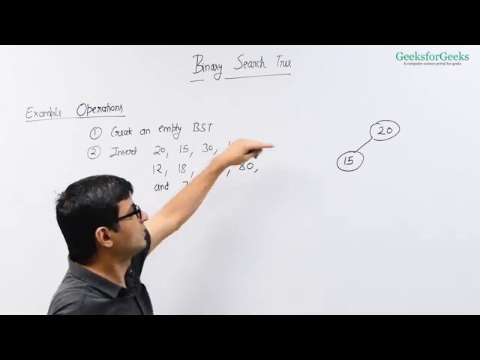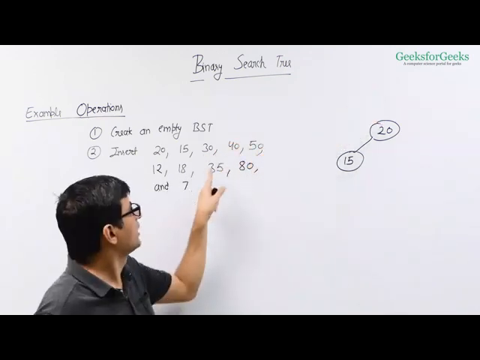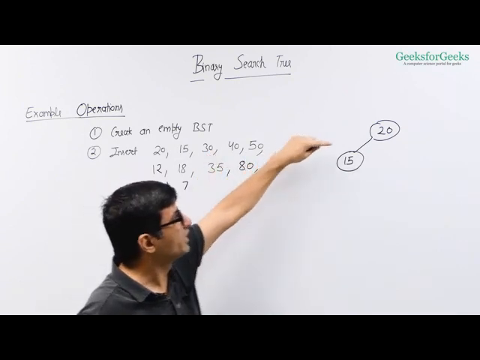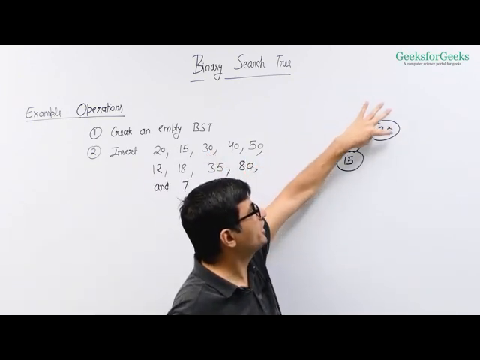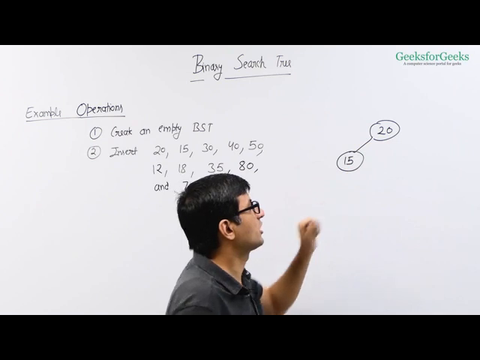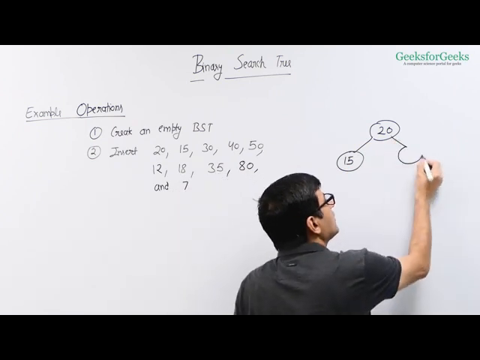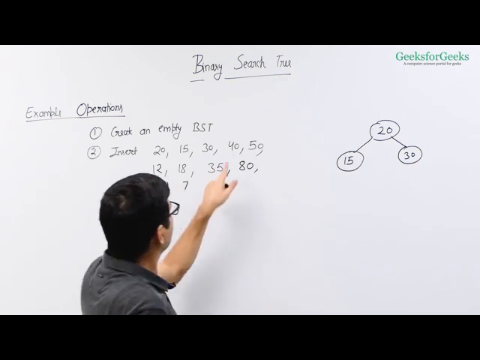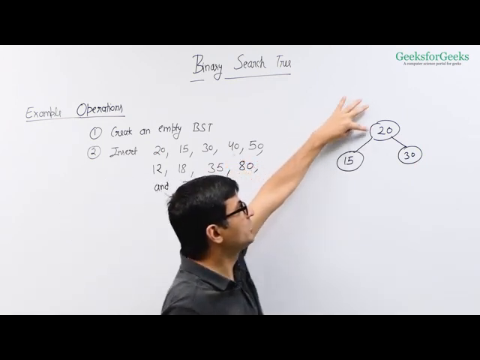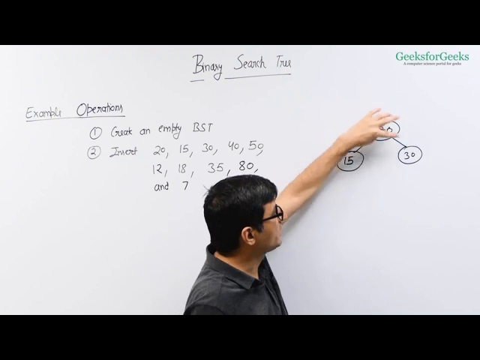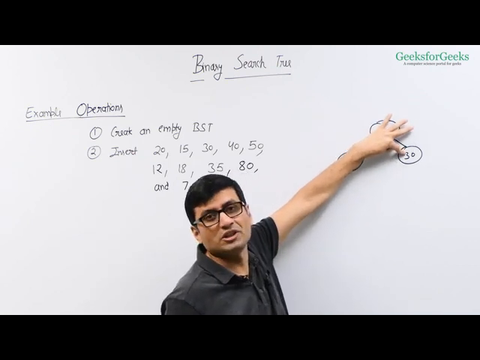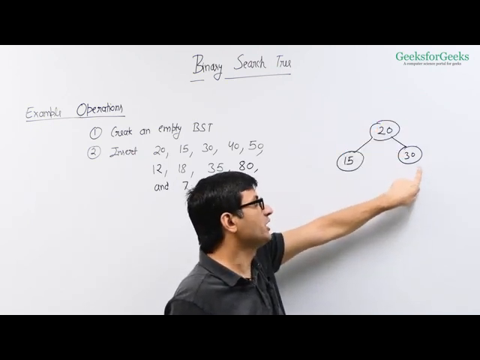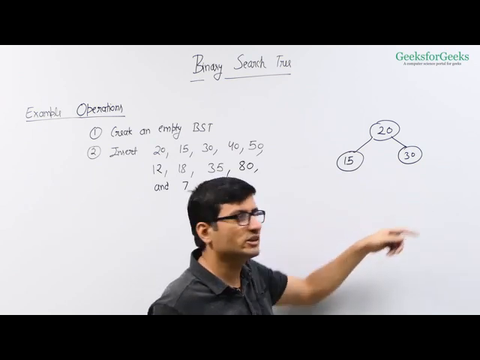30. It's greater than 20. Let us now insert 30. We'll begin with the root. It's greater than 20, so we'll go to the right side. And we find an empty place on the right side, so we insert it. 40. We'll begin with the root. 40 is greater, so we'll come here. 40 is greater than 30, so we need to go to the right side, and there is an empty place, so we'll insert here.